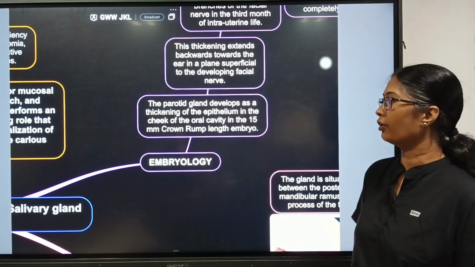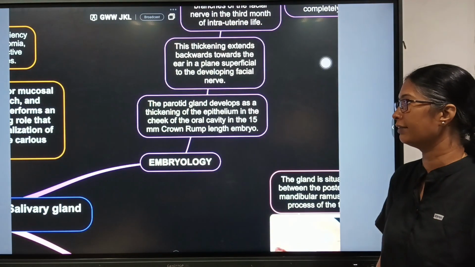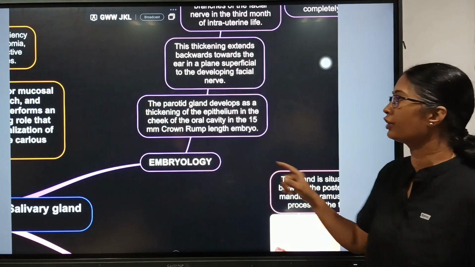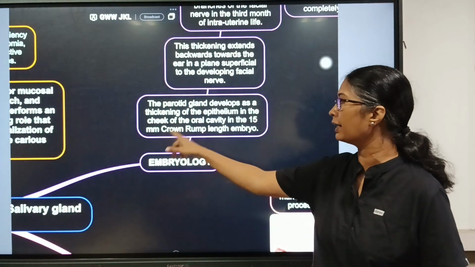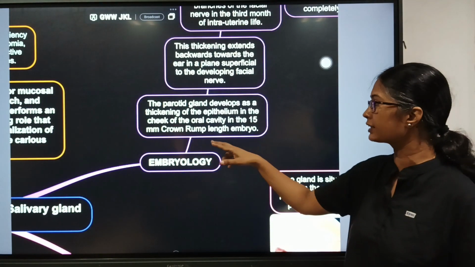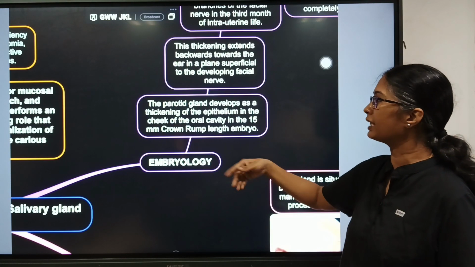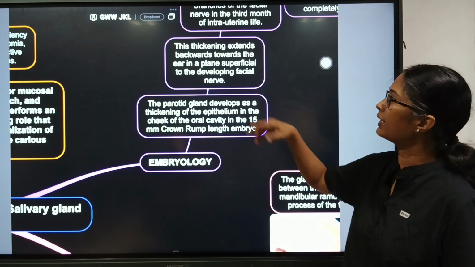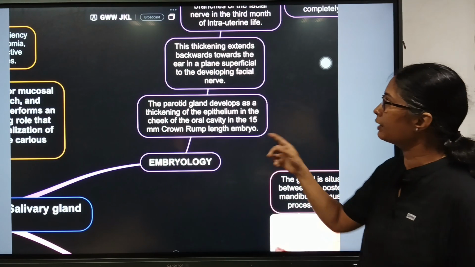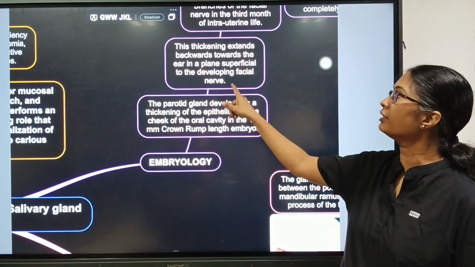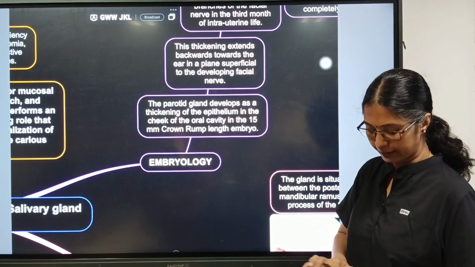And when we see the embryology, how does the parotid gland develop? The parotid gland develops as a thickening of the epithelium in the cheek of the oral cavity in the 15 mm CRL embryo, that is crown rump length embryo, on the epithelium of the cheek. This thickening extends backwards towards the ear in a plane superficial to the developing facial nerve. So we know the parotid gland is associated with the facial nerve. So it travels back there.